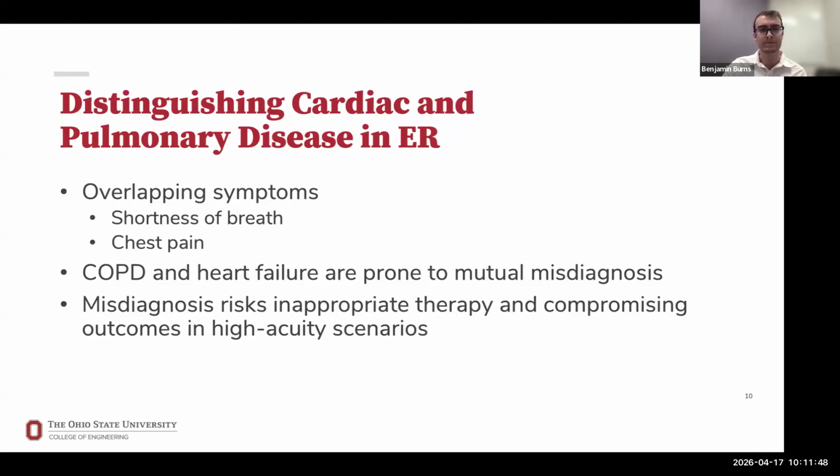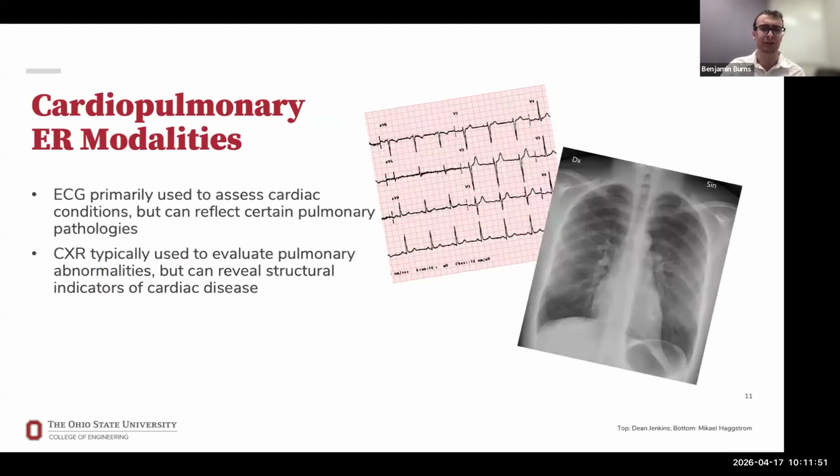And in the ER, these misdiagnoses not only risk inappropriate therapy, but can also run the chance of compromising patient outcomes. So we obviously want to avoid this and need to develop systems to better distinguish between these very related diseases. And the modalities that we're interested in here are not just neuroimaging, we have some non-neuroimaging modalities as well. We're looking at ECG, electrocardiogram, and CXR, chest X-ray. And ECG, depicted in the top left, pink here, is primarily used to assess cardiac conditions, of course, but it can also reflect certain pulmonary pathologies. And conversely, chest X-rays are typically used to evaluate pulmonary abnormalities, but have also been shown to reveal some structural indicators of cardiac disease.